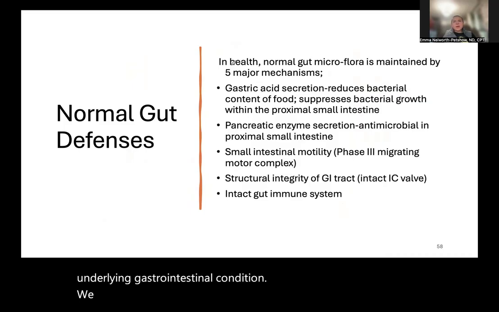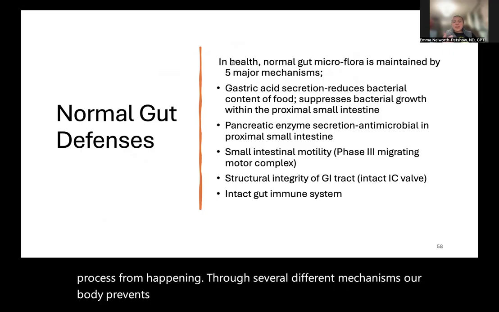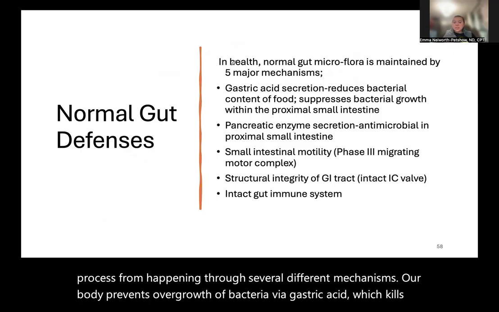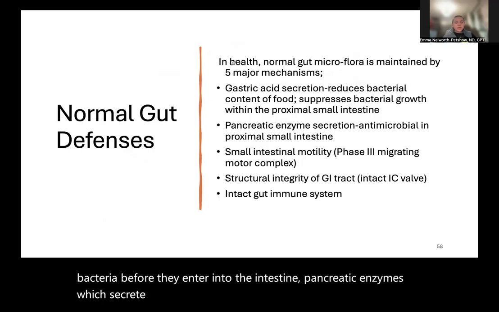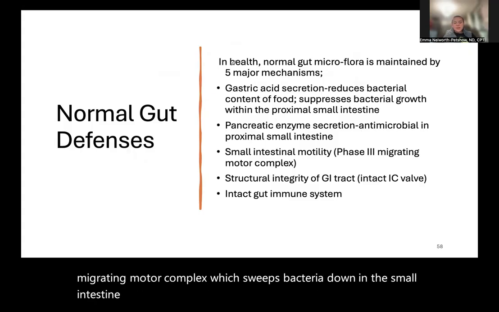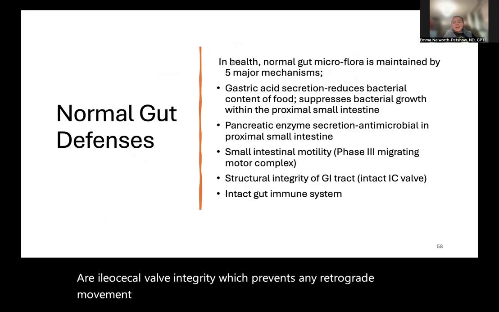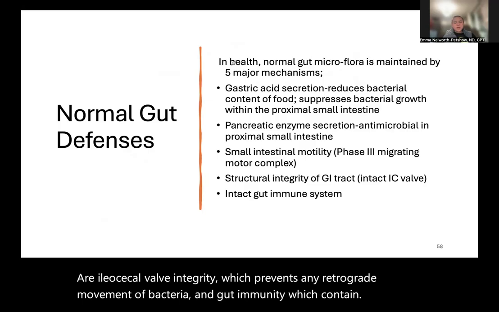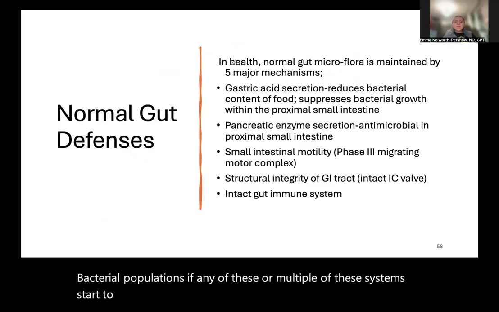We can think about ways that our body normally prevents this process from happening through several different mechanisms. Our body prevents overgrowth of bacteria via gastric acid, which kills bacteria before they enter into the intestine, pancreatic enzymes, which secrete certain antimicrobials, motility, especially the migrating motor complex, which sweeps bacteria down in the small intestine between meals, our ileocecal valve integrity, which prevents any retrograde movement of bacteria, and gut immunity, which contains bacterial populations. If any of these or multiple of these systems start to fail, our risk for SIBO can increase.